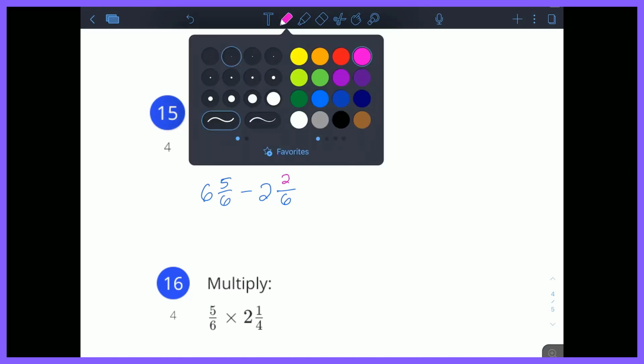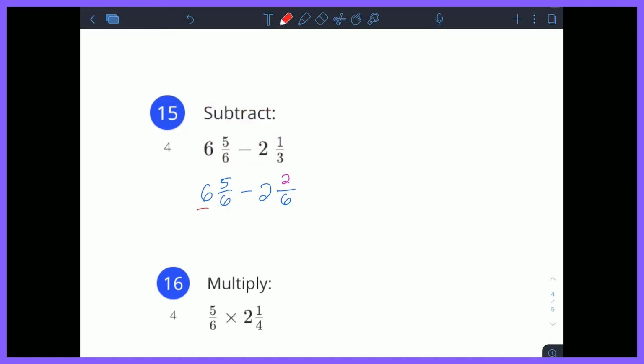So to subtract these fractions, I subtract the whole number part minus the whole number part. 6 minus 2 is 4. It's my dishwasher, sorry. And then 5/6 take away 2/6 is 3/6. And before I finish the problem, 3/6 could be simplified to 1/2. So 4 and 1/2. Or if you had an improper fraction answer, in this case it would be 9/2. So either one of those answers.